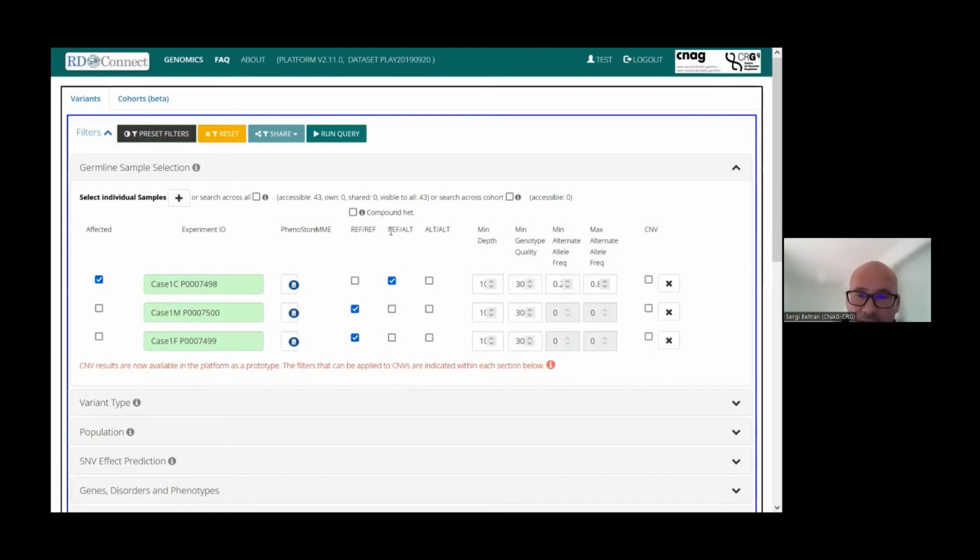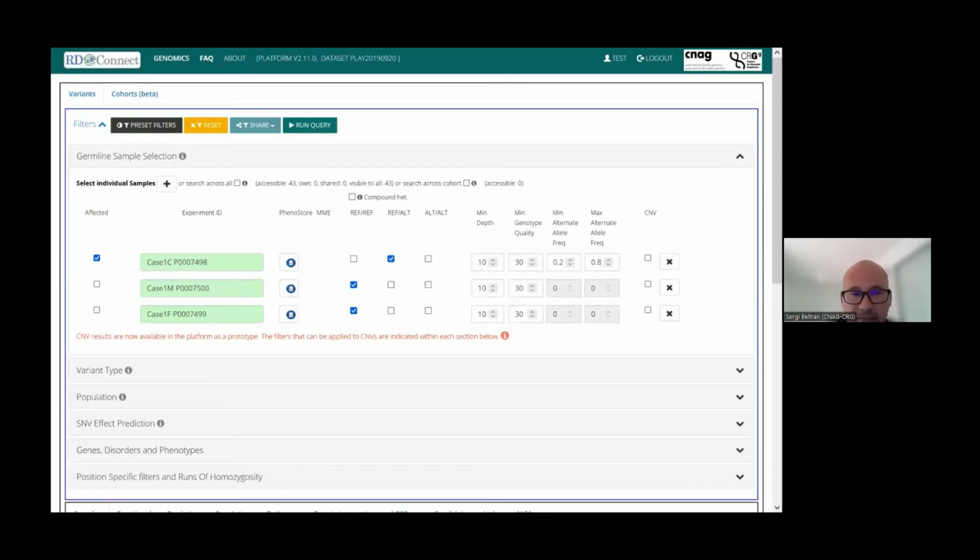So basically, the affected child has a heterozygous position. The mother and the father would have a homozygous position, like the reference. This is very flexible, so you could build a family with many more members, several of them affected. You could play a lot with the different genotypes and have more than one check. But I'm just going through a very easy case. And you could also try compound heterozygous through this button.